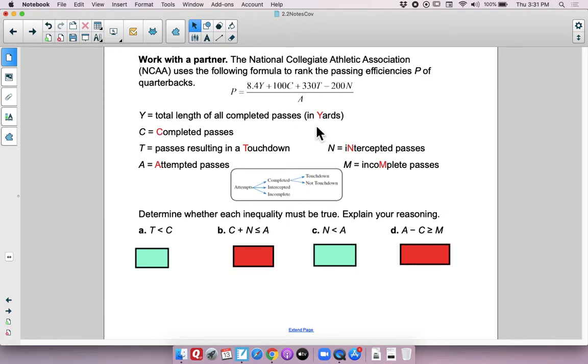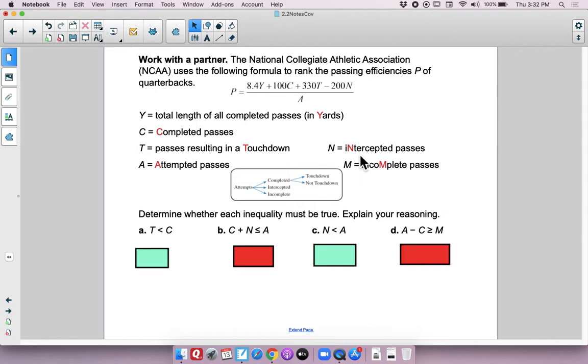And you can see what the various variables represent. Y is the total length of all completed passes. So in other words, the more passes that are completed, like thrown to a receiver and caught and they get yards, the better. Makes sense, right? C is the completed passes. T is touchdown passes, which is huge, right? Obviously, you can see it's multiplied by 330, where a regular completion is just multiplied times 100. N is intercepted passes. That's when the other team gets it. That is not a good thing. So you can see why it's minus 200N.